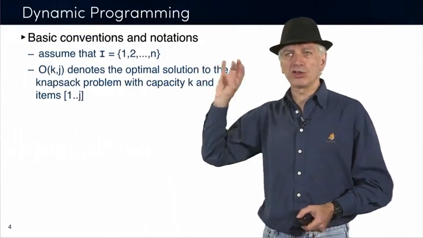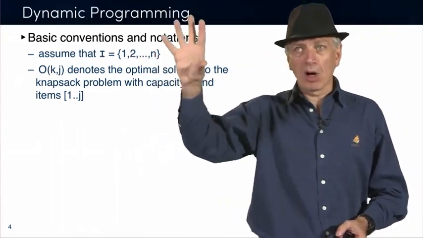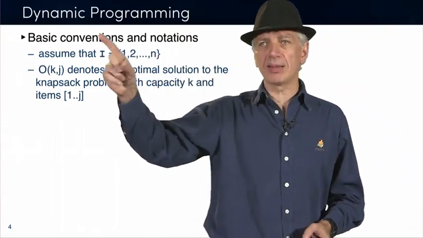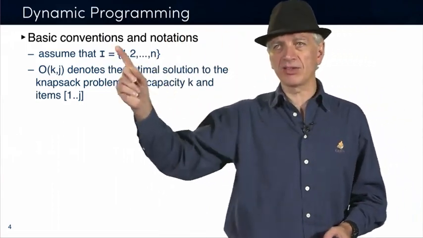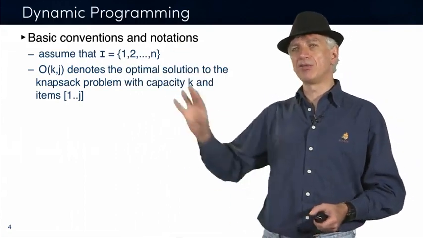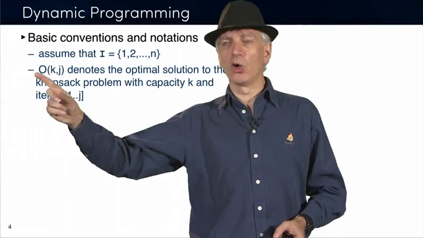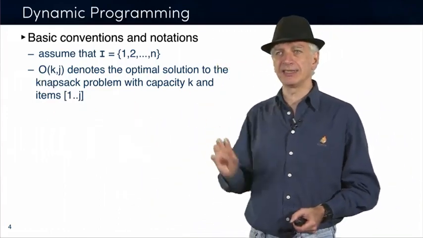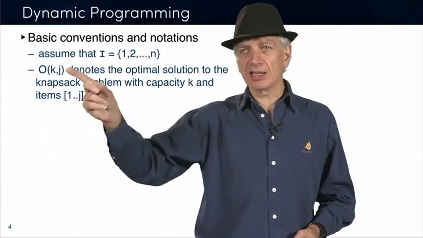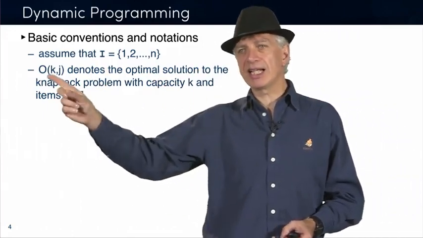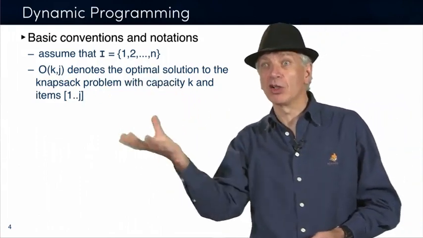Once again, I'm going to assume the same conventions that we used when we talked about the modeling of the knapsack. We have a set of items, capital I, and these items are denoted from 1 to n. These are the various items that I can pick up. They have a name, which is 1 to n. Then I'm going to make another convention, which is O(k, j). O(k, j) is the value of the optimal knapsack if the capacity of the knapsack is k, and you can select items from 1 to j. This is a sub-problem, and we're going to build from it.